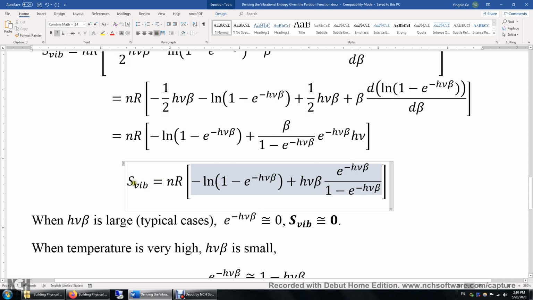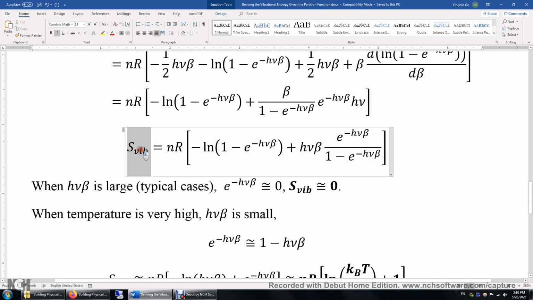And now you can see this vibrational entropy is a function of temperature. You see this beta is the reciprocal of kBT. So you see beta here, beta here, beta here, and beta here. But also you can say, well, why don't we say this vibrational entropy is a function of h nu beta? I mean, we can define a new variable, h nu beta. And what is h nu beta? h nu beta is simply h nu over kBT.